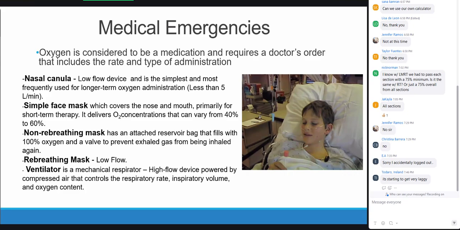Then we have a rebreather, which is another low flow method. And then, of course, the ventilator, which is the mechanical respirator. This is a high flow device. It is powered by compressed air and it controls the rate of respiration, the amount of air by volume, and the oxygen content of that air.